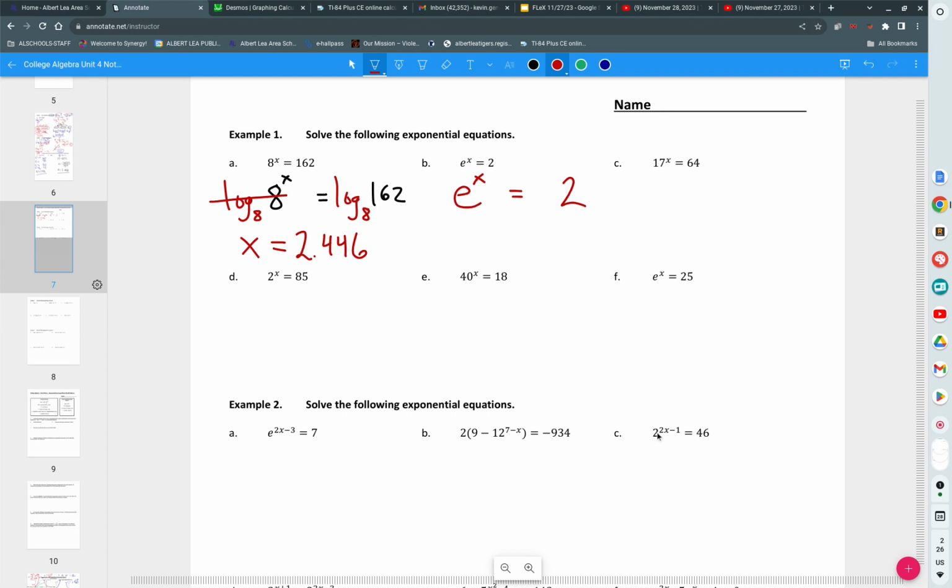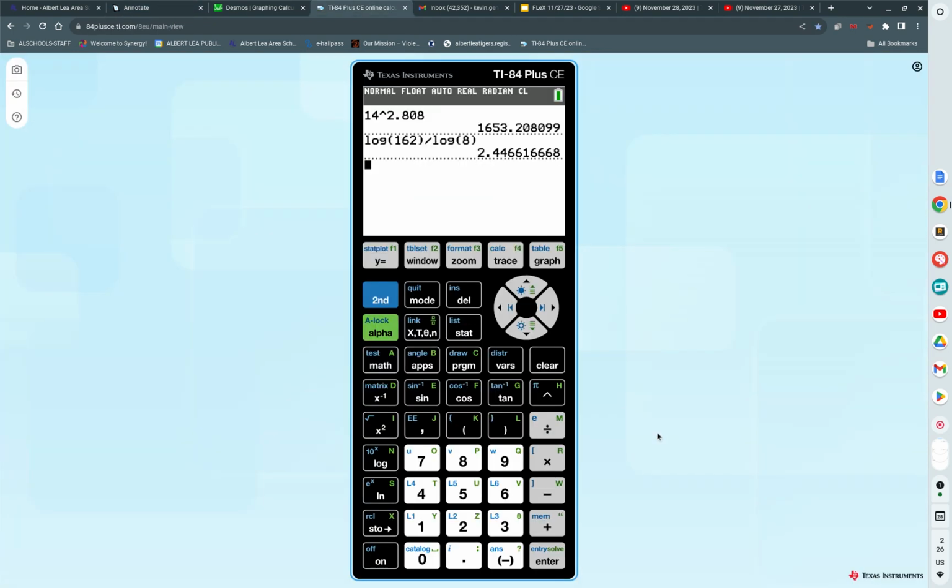How do I get rid of a base of e? I do log base e, which is the same as natural log. If you do the natural log of e to the x, notice that that goes away. You're left with x is equal to the natural log of 2. I go to my calculator. I don't need to use a change of base because I have a button for natural log. It's right here. I do the natural log of 2, and I'm left with 0.693.